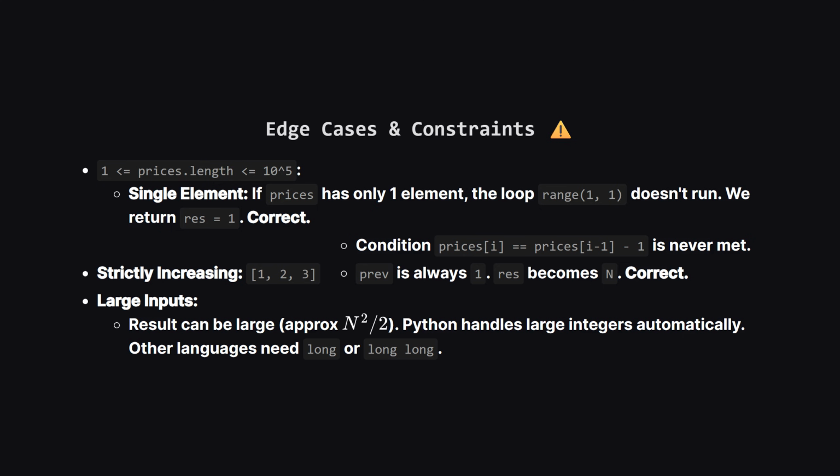Also, a quick note on data types. If the array is large and perfectly descending, our answer could be huge. Roughly the number of days squared divided by 2. Python handles big numbers automatically, but in languages like Java or C++, we need to make sure we use a 64-bit integer, like a long, to store the result.